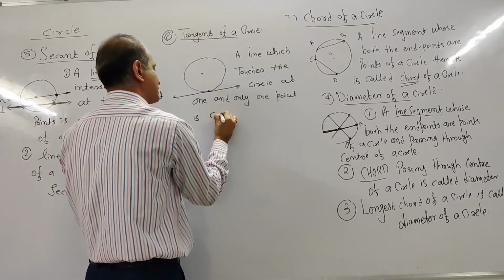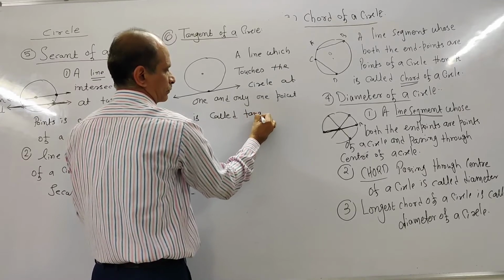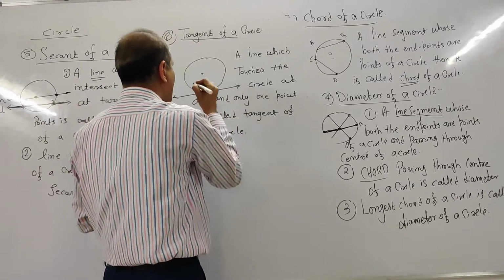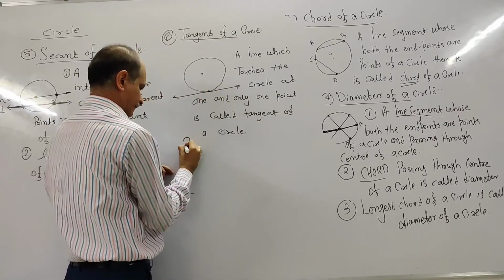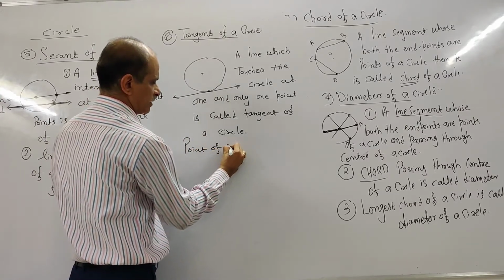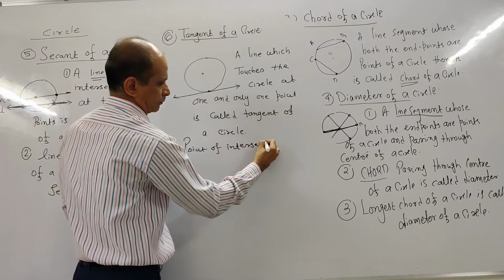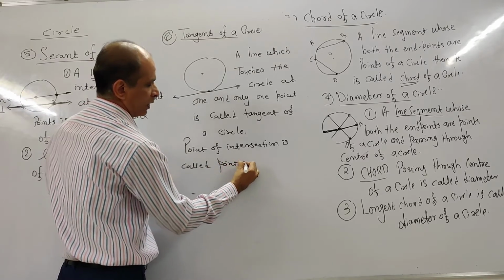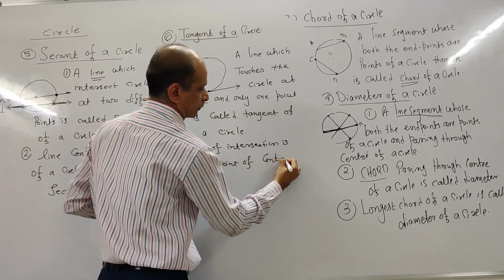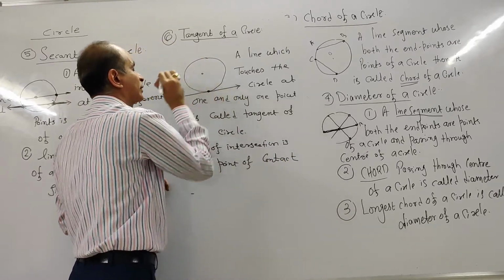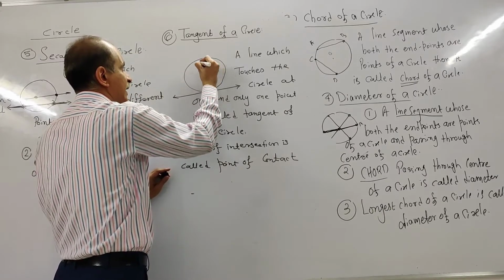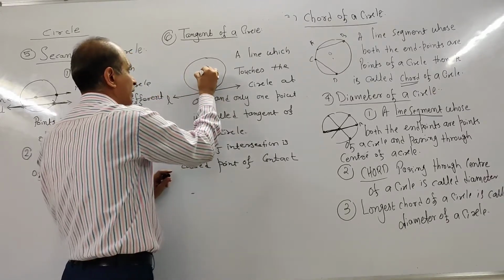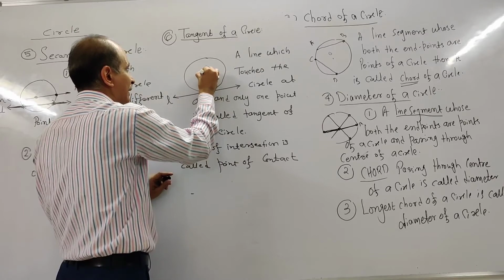This line is called tangent of a circle, and this point is known as point of contact. So point of intersection is called point of contact. This point is known as point of contact. So here O is the center. Suppose this point is T, and this line L is a tangent of the circle. If you draw line segment OT, that is known as radius.